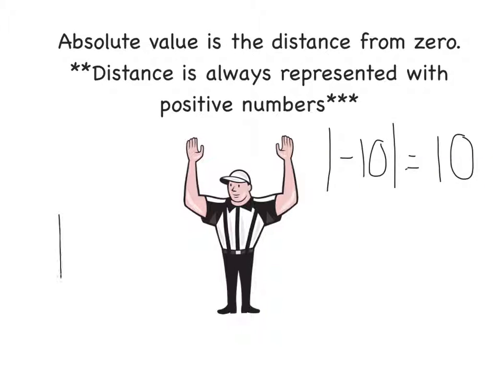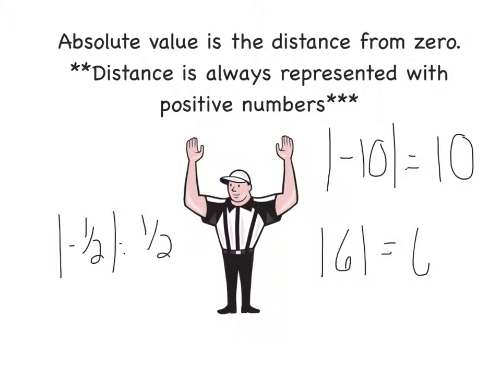If I had the absolute value of -1/2, the answer would be 1/2. Also, if I had the absolute value of 6, the absolute value would still be 6 because it is still 6 spaces away. Or the absolute value of 100 would still be 100 because it is 100 spaces away.